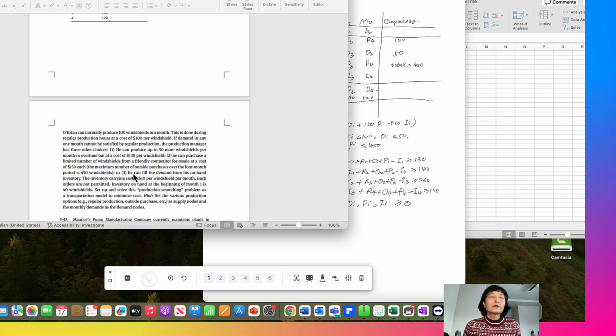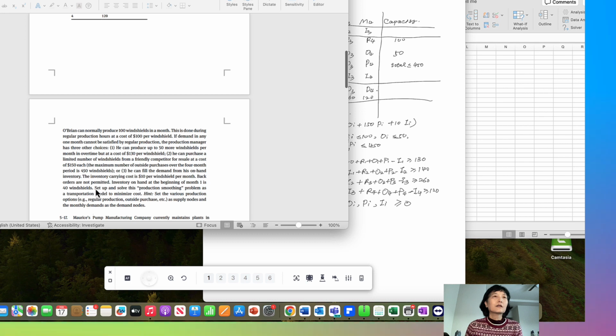Another way to fulfill demand is from on-hand inventory. However, there's an inventory carrying cost of $10 per windshield per month. Just ignore the hints over here. We can just follow the logic or the structure from the production scheduling problem we did in class.